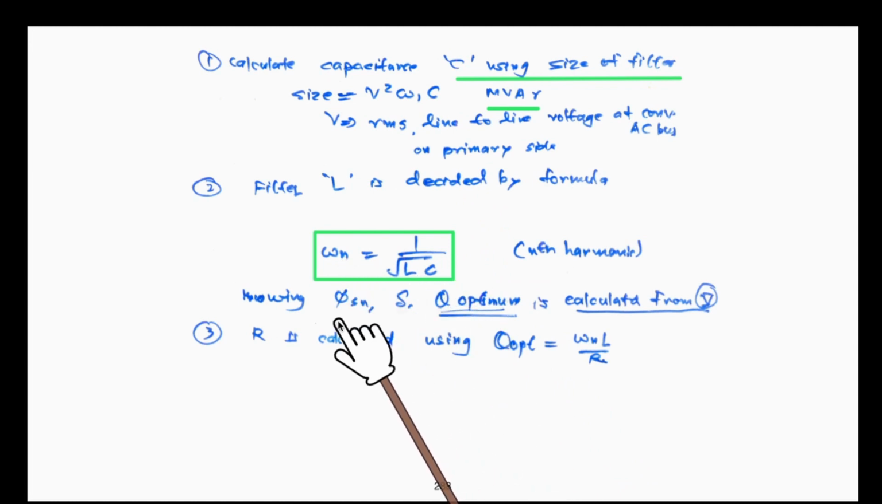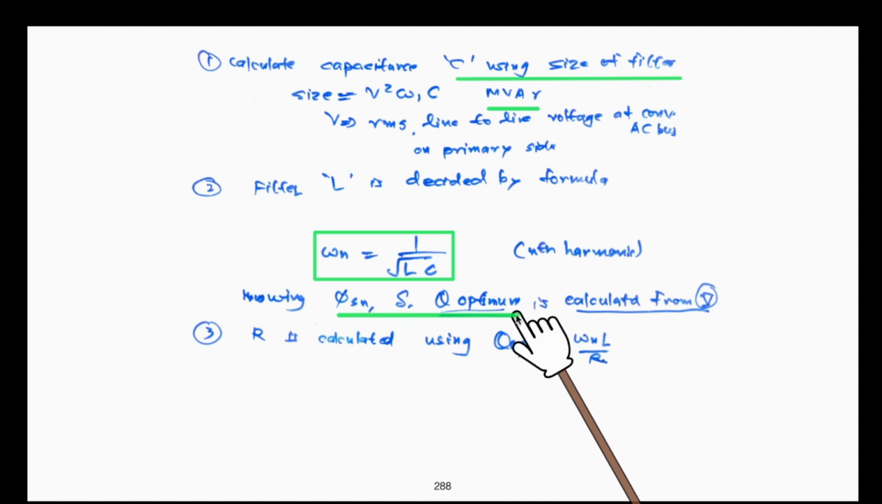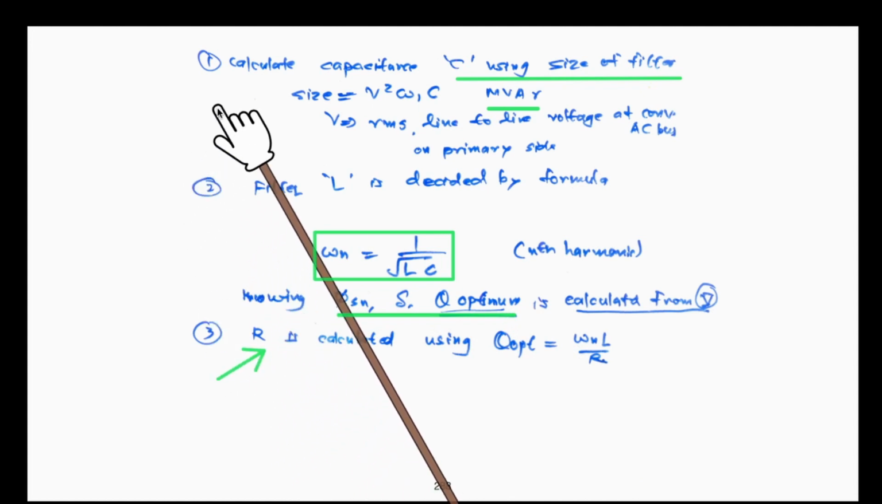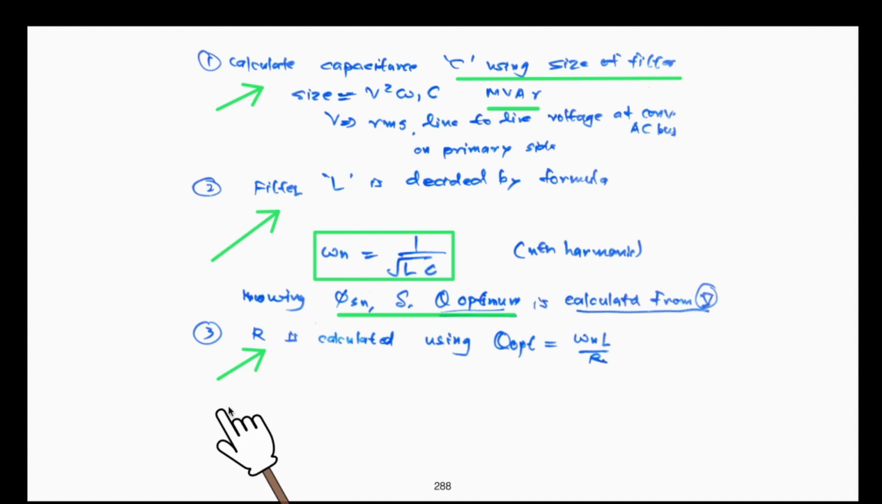And knowing the values of phi Sn, delta and Q optimum, we can always calculate the value of R. So we have determined the value of C, we have determined the value of L, and lastly we determine the value of R. As a consequence, we are ready with the complete single tuned filter elements.